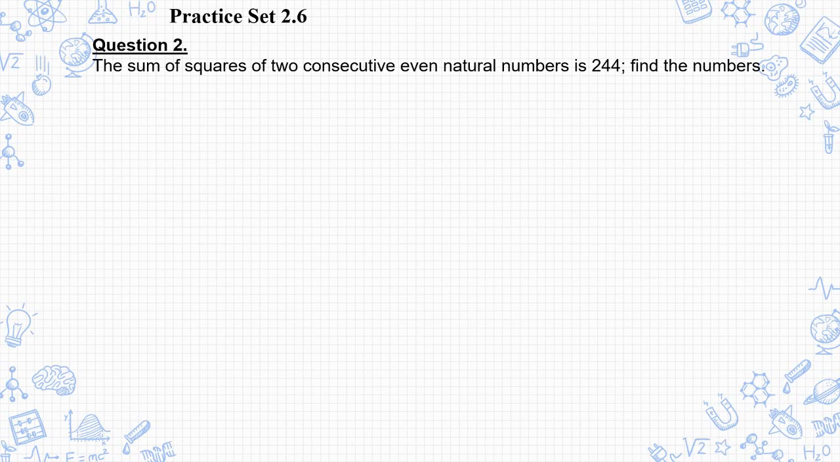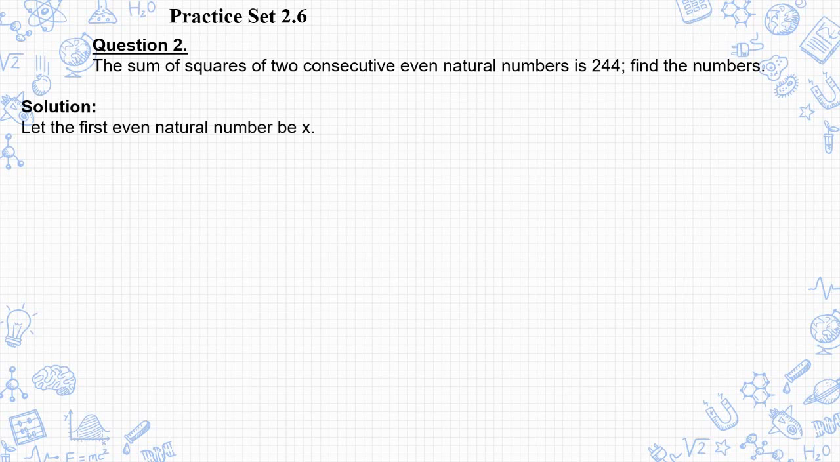Practice set 2.6, the second sum. The second question says, the sum of the squares of two consecutive even natural numbers is 244. We have to find the numbers.